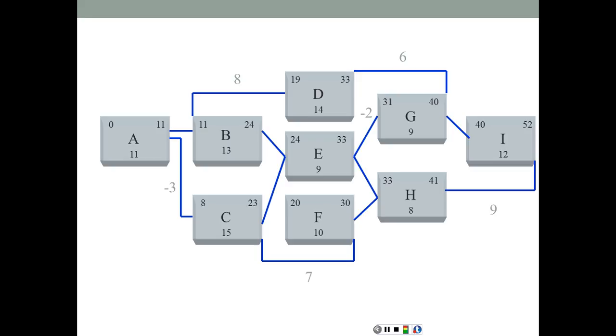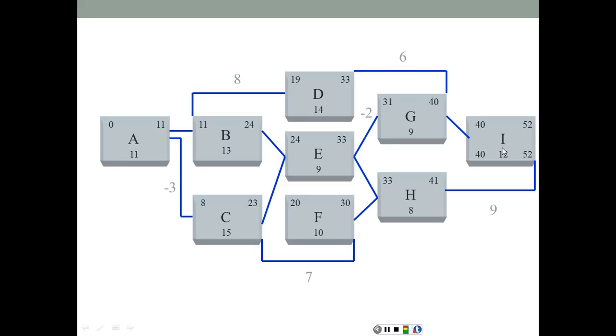Now starting the backward pass, again, the late finish is going to be the same as the early finish, so it's going to be 52 minus 12, that's 40. Again, network starts with one activity, ends with one activity. We should expect the first and the last activities to be on the critical path.